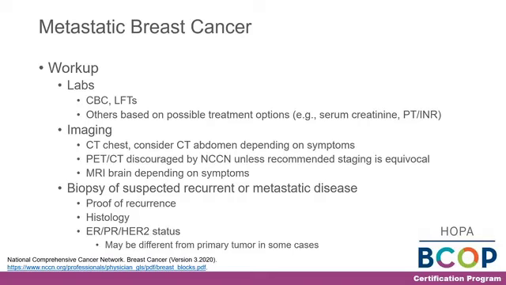It gives us a lot of information, including proof of recurrence, the histology, as well as the biomarker status. So is it ER/PR, HER2 positive or negative? And in some cases, this could be different from their primary tumor. And so biopsying the suspected area is extremely important.